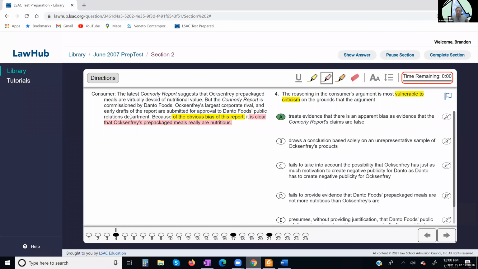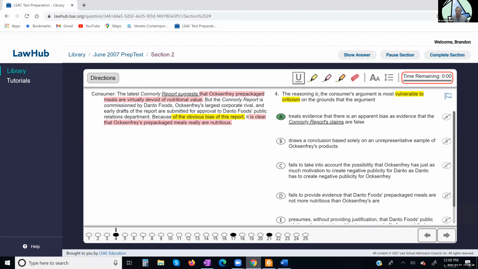Now, the false, where O's prepackaged meals really are nutritious? The false comes because they were saying originally that O's prepackaged meals are devoid of nutritional value. So saying it's clear that they are really nutritious is saying that the report is false. Okay, so we can tie this answer to the Connolly report being false, and so we get that answer.